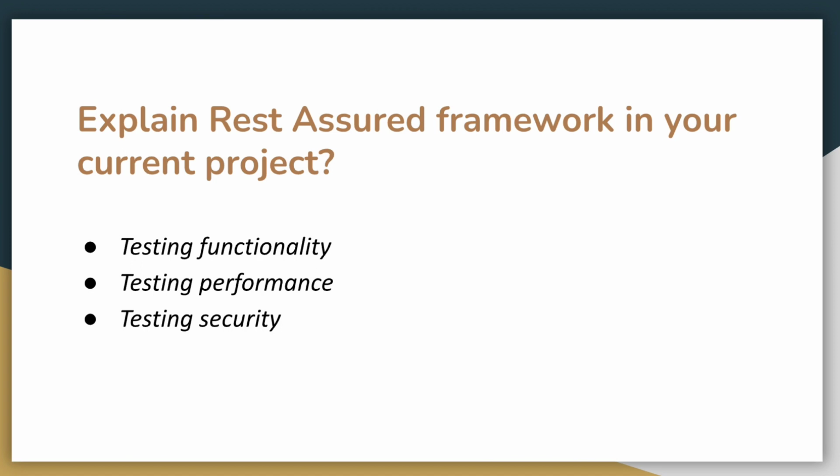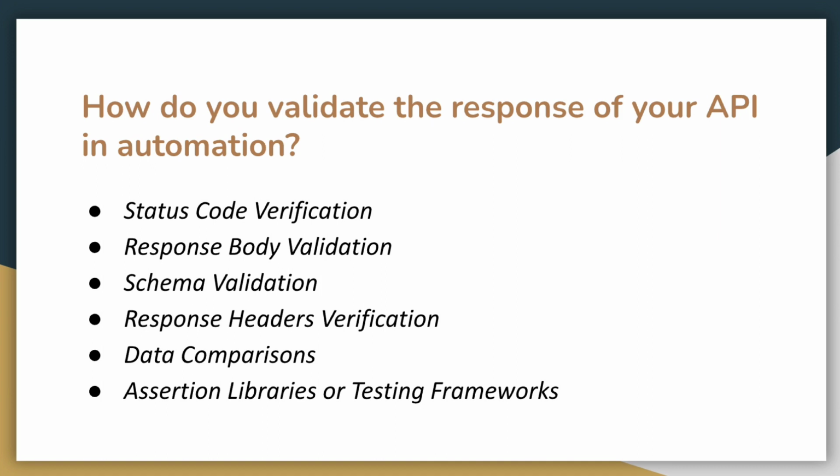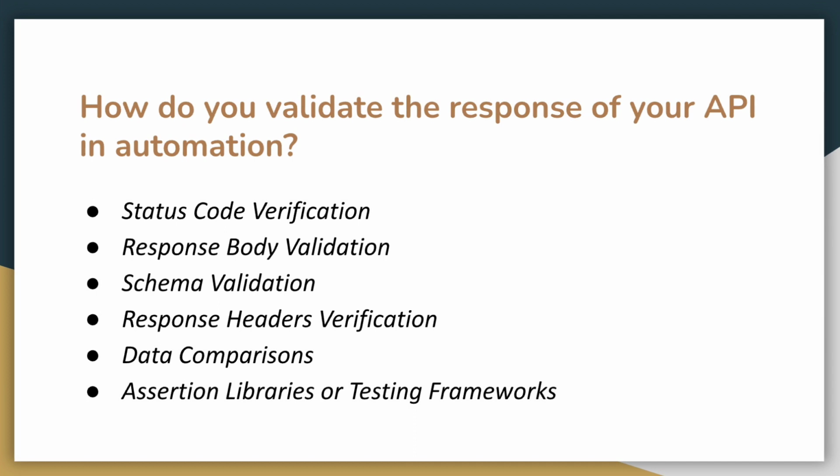With this, let's move to our next question, that is, how do you validate the response of your API in automation? To answer this, you can say, in my automation experience, I have used various techniques to validate the API responses effectively. Here are some examples, and you can use 3 or 4 in your interview, or all, it's your choice. The first one is status code verification.